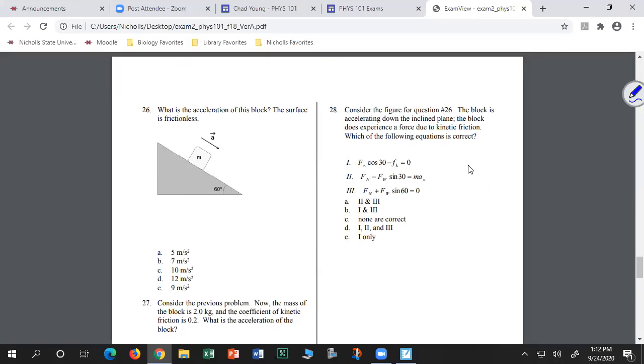You're going to have a problem like this, right? You will absolutely have an inclined plane problem. I actually had 2 different inclined plane problems, with slightly different scenarios, but they're very similar too. You're going to have a question like number 28 too. It's going to look a lot like this. It's just the equations will be different.